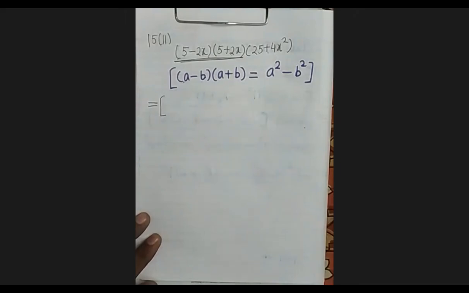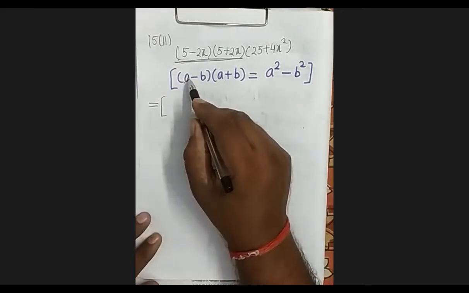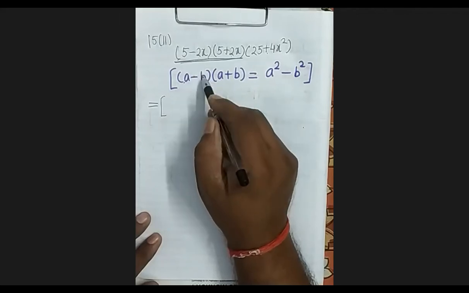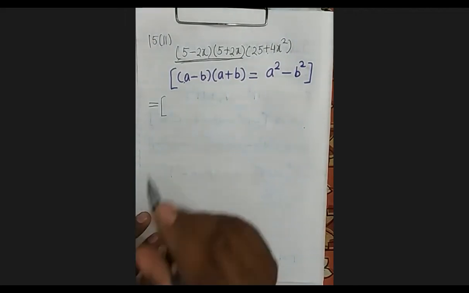Aditya Bajpayee. What is in place of a? 5. What is in place of b? Minus 2x. Not minus 2x, it is 2x. You can see here, in place of a there is a, in place of minus there is minus, and in place of b there is 2x. So here in place of a there is 5 and in place of b there is 2x.